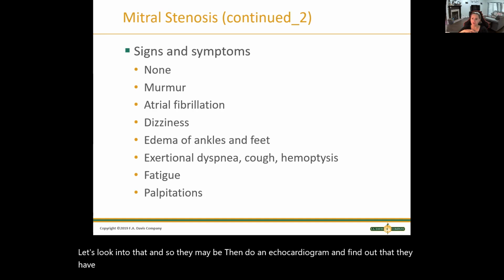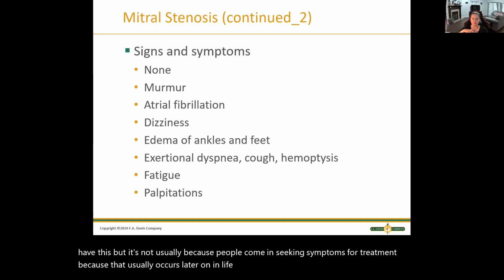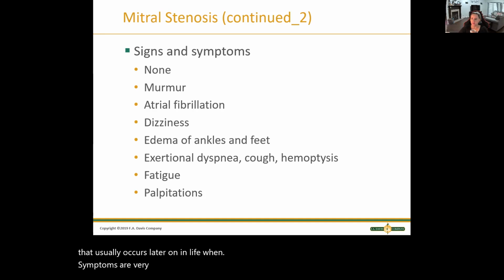But it's not usually because people come in seeking treatment for symptoms, because that usually occurs later on in life when symptoms are very severe. But they may report, as those symptoms get severe, again, the fatigue, shortness of breath with activity. They can even have dizziness and fainting. And again, this is a result of that decreased cardiac output.